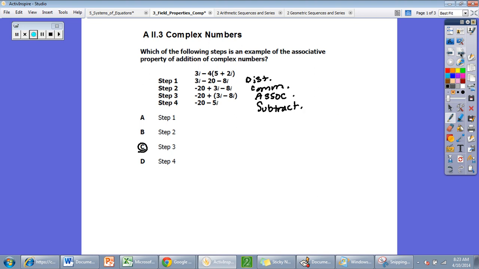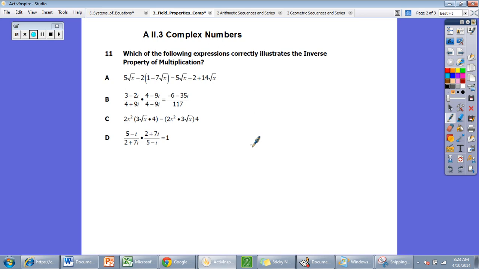So we're going to do one more example here with properties, and that's this question here. Which of the following expressions correctly illustrates the inverse property of multiplication? So the inverse property of multiplication means you're going to multiply two things together and the end result is going to give you 1. You're multiplying two things together, inverses, and you're going to get 1. So as you look through all of these choices, obviously the correct answer here would be D.